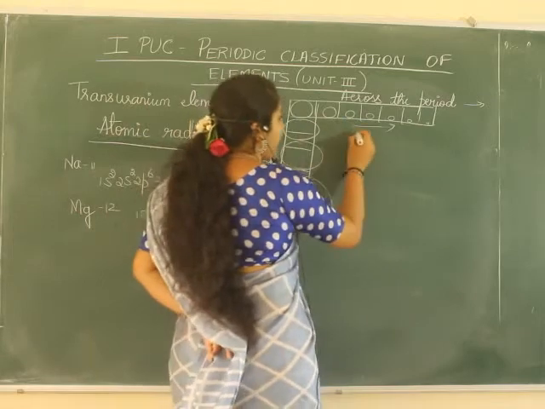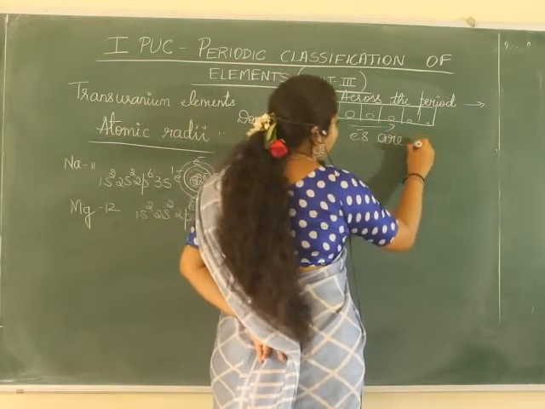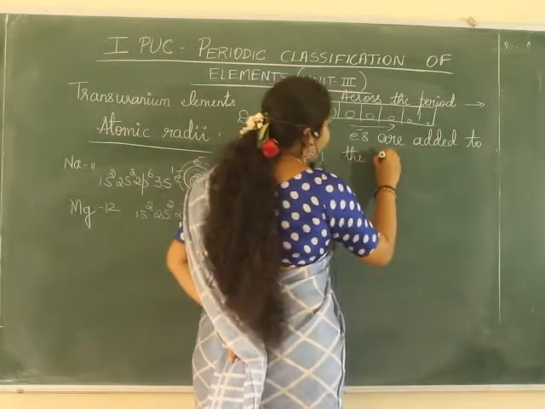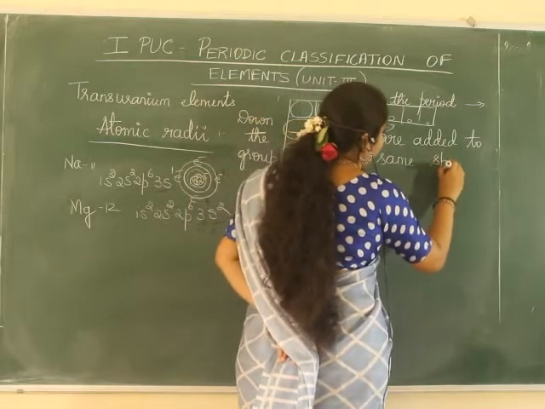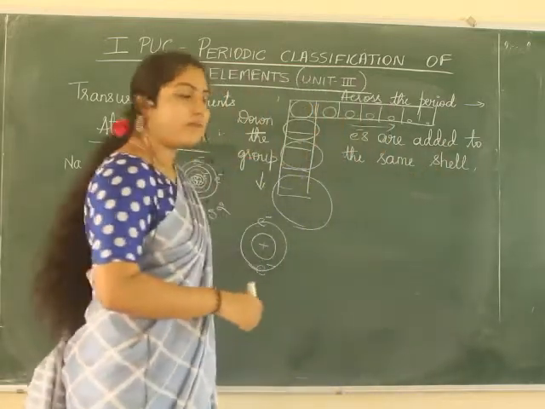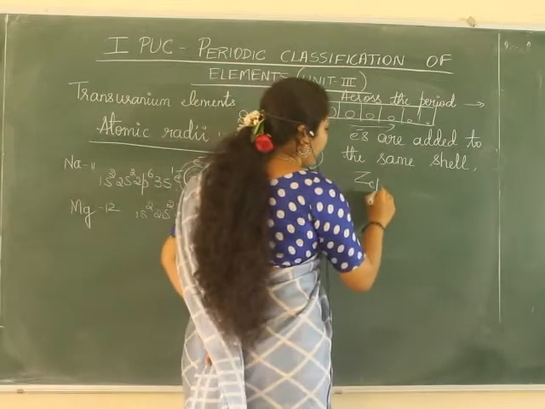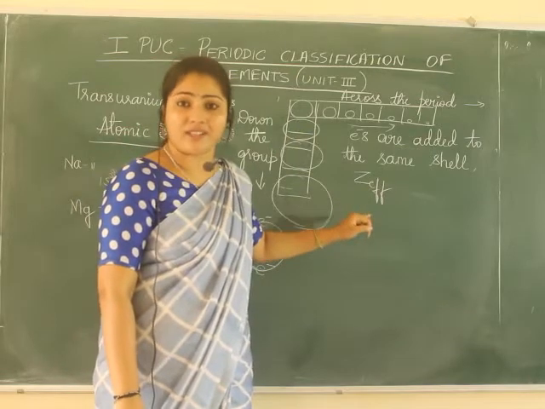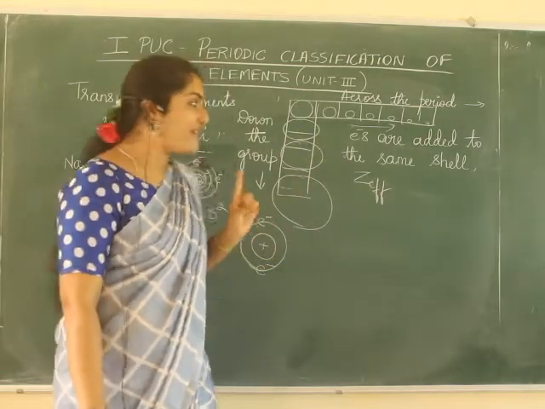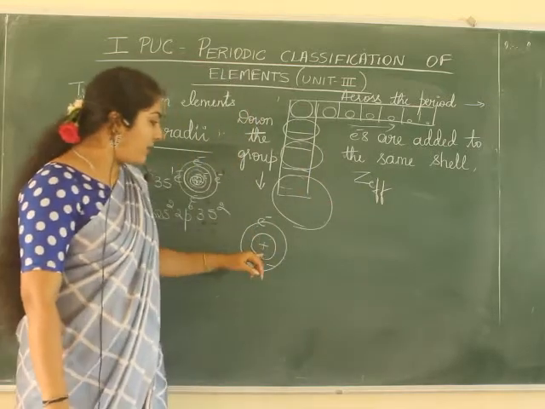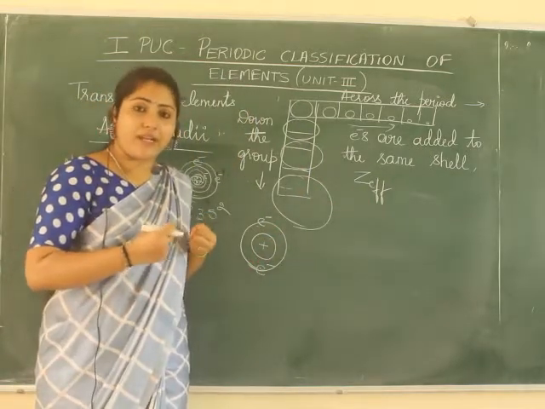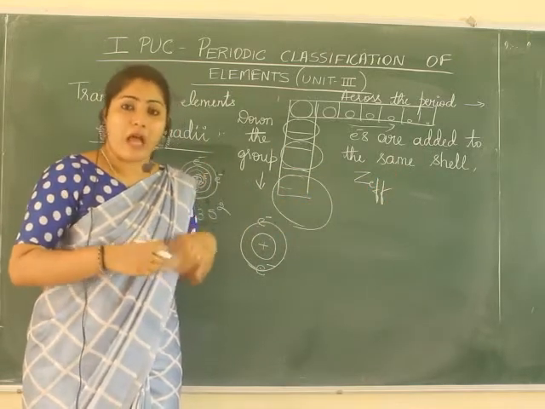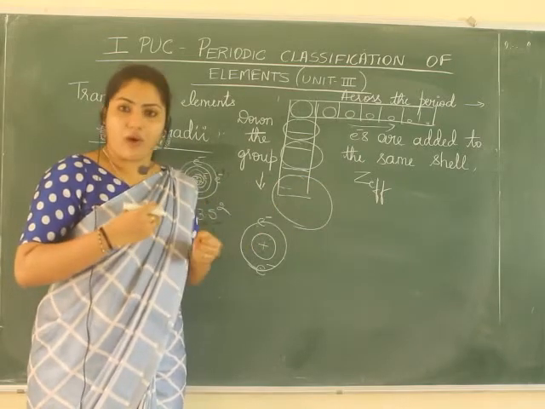Across the period, electrons are added to the same shell. Therefore, what happens? What is this? Z effective means effective nuclear charge. You remember what effective nuclear charge is? Effective nuclear charge is how much pull of the nucleus the outermost electron can experience. That is called effective nuclear charge: how effectively the nucleus can pull the outer electron.